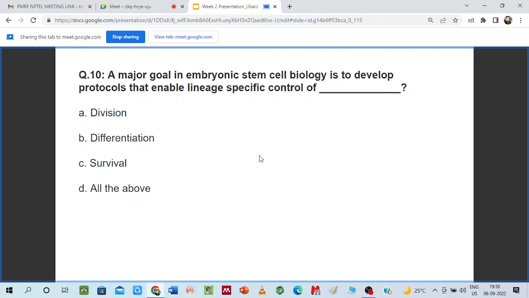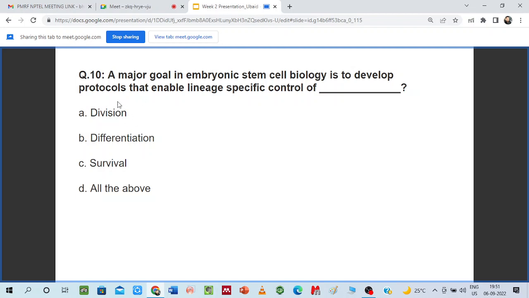Another question is, a major goal of embryonic stem cell biology is to develop protocols that enable lineage specific control of dash: division, differentiation, survival, all of them. So in embryonic stem cell biology, or you can say stem cell biology, what type of protocols should be developed to enable a lineage specific control of... Most of you have answered all of them. Oh yes, that is the correct answer.